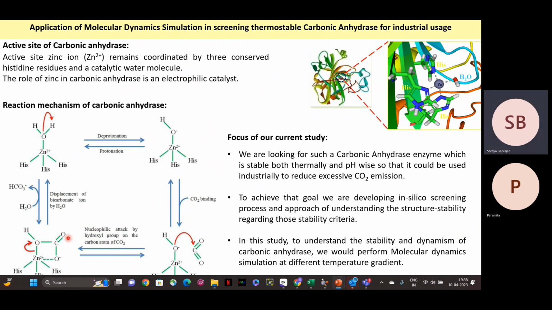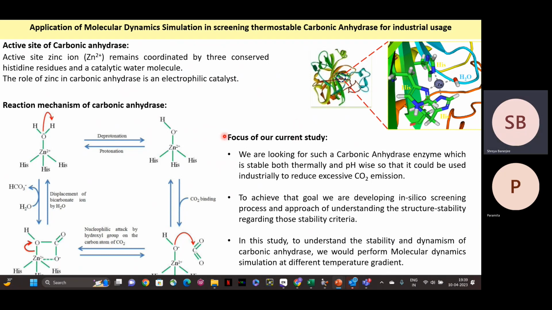This entire group, HCO3 minus, leaves and a water molecule enters. So the water molecule enters and coordinates to the zinc, and this entire group leaves. So water enters and bicarbonate leaves, and the enzyme is again regenerated. And so it can again convert one molecule of CO2 into HCO3 minus. Since the enzyme is continuously being regenerated, only a catalytic amount of the enzyme is sufficient for the catalysis. So this is the mechanism by which the carbonic anhydrase is converting the CO2 to the HCO3 minus.